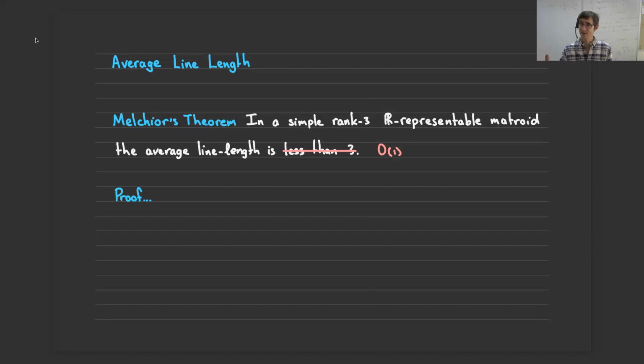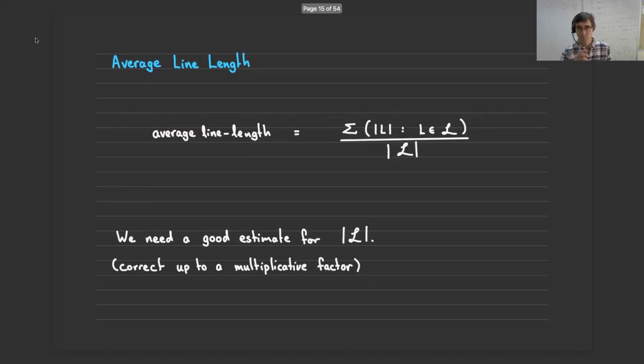But at the moment, you just think along the lines, I'm trying to get some fixed constant bound on the average line length. So I have a rank 3 real representable matroid, and I'm trying to get some constant bound on the average line length. And we're going to compute the average in the usual way. I'm just going to take the sum of the line lengths divided by the number of lines.